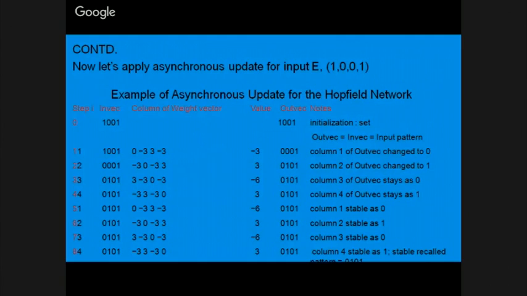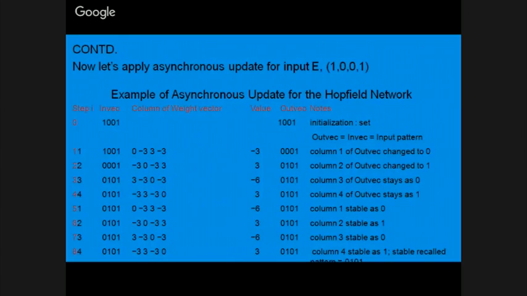In the next cycle, 0, 1, 0, 1 is the input vector. We find out the output of the first neuron by taking the first column of the weight matrix. So in the next cycle, when we find out the activations and the outputs of the first, second, third, fourth neuron, you see the input and the output vector in steps 5, 6, 7, 8 remain the same. So for one complete sweep, the input and output vector have not changed. That means the pattern being recalled is 0, 1, 0, 1, which is B.